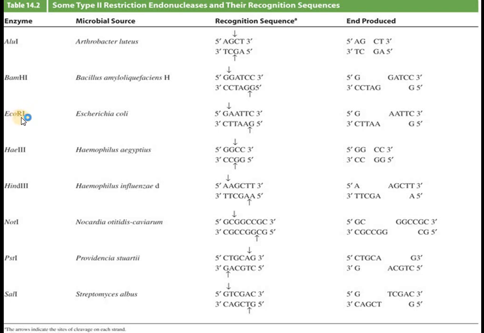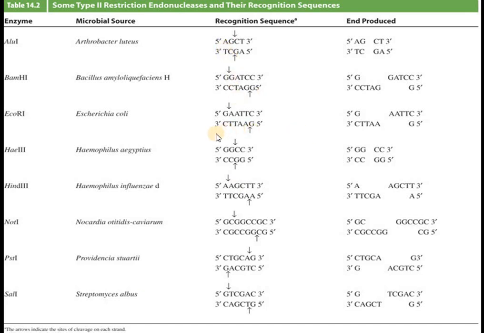Eco stands for E. coli and RI for restriction endonuclease. So EcoRI. BamHI is isolated from Bacillus amyloliquefaciens H. So BAM for Bacillus, Eco for Escherichia coli, HA for Haemophilus, then HIND for Haemophilus influenzae. You can remember these enzymes using these kinds of tricks. AL means Arthrobacter luteus. So these are the restriction enzymes and their microbial source, and this is the recognition sequence.